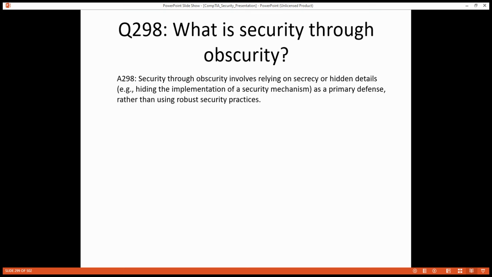Q298. What is security through obscurity? A298. Security through obscurity involves relying on secrecy or hidden details, e.g., hiding the implementation of a security mechanism, as a primary defense, rather than using robust security practices.